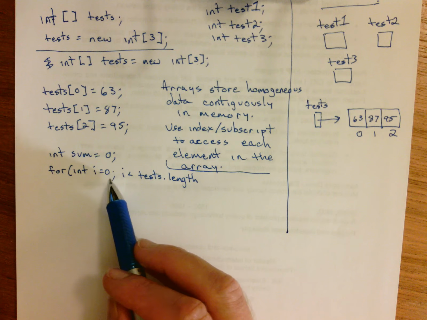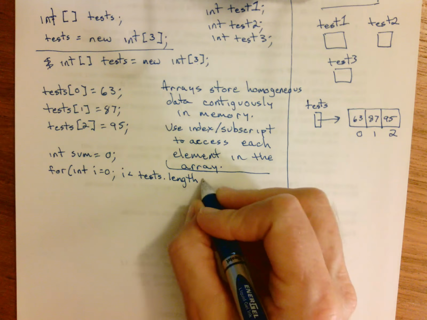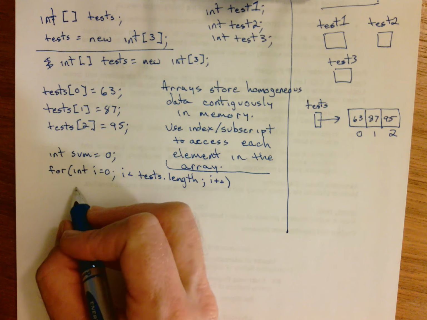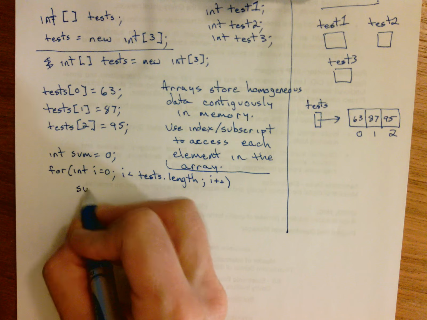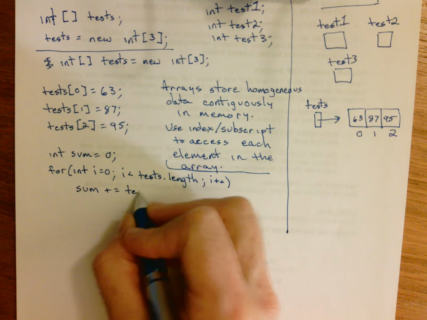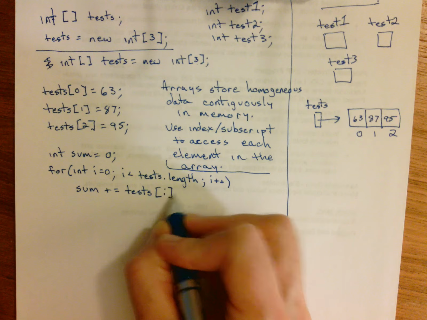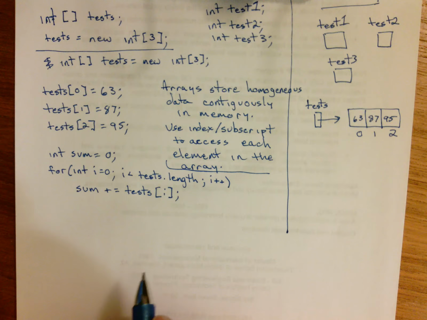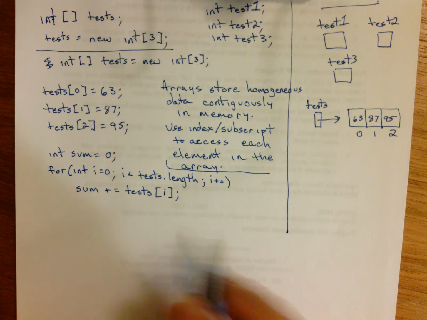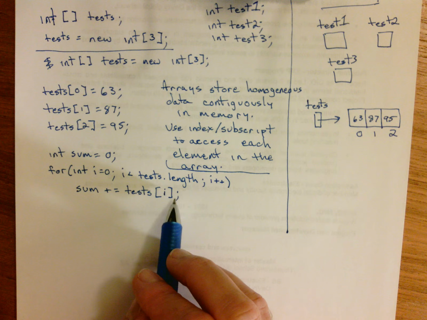So since I start at 0, I want to keep looping while i is less than tests.length. Semicolon, i plus plus. I want to add 1 each time through the loop. So what am I going to do inside this loop? Inside this loop, I'm going to say sum plus equals, because I'm adding to sum, and I want to say tests. And because it's an array, I always need the subscript, sub i, because i is what's changing each time through the loop. And i can be used to access each element. The first time through the loop, it's going to be 0. Second time through the loop, it's going to be 1. Third time through the loop, it's going to be 2.